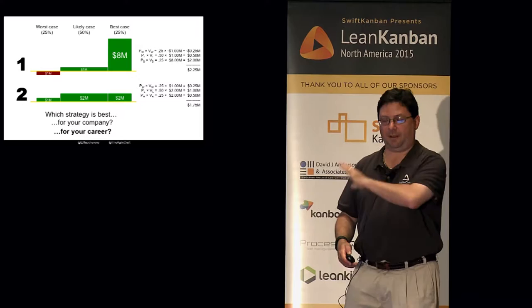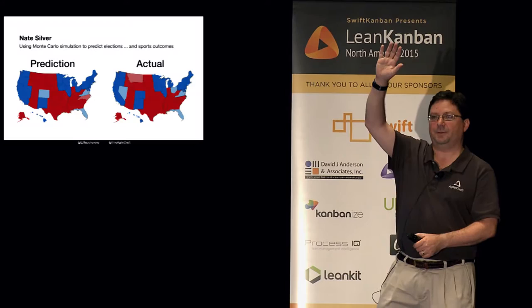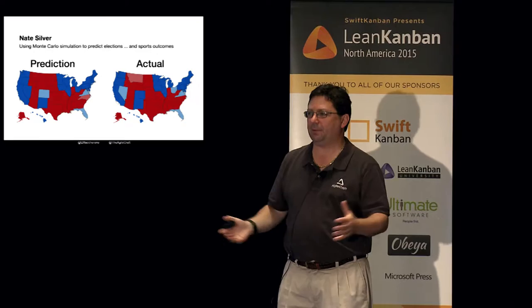And so Monte Carlo is a technique, you heard it in the keynote this morning, that's great for figuring out these probabilities. There's a gentleman by the name of Nate Silver. Anyone heard of Nate Silver? So Nate was in the business of using probabilistic models to forecast sports outcomes. He's very good at this.